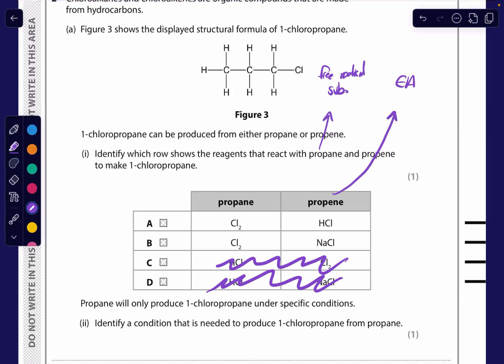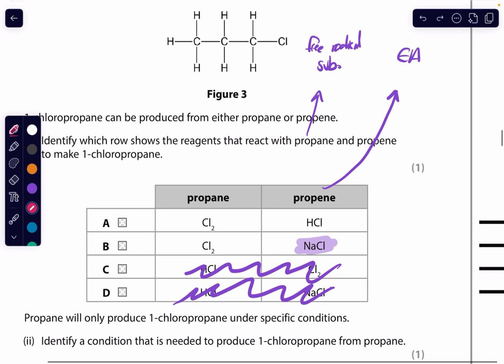Now, as far as you guys know, I've never used NaCl to react in electrophilic addition, and I never will. But you have done HCl. Remember, this is going to get added to your propene. And very, very quickly, I'll see if I can show it you. If I go 1, 2, 3, HCl. Double bond breaks, bond to the hydrogen. This bond breaks, goes to the chlorine over here.